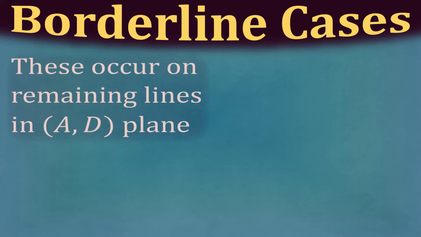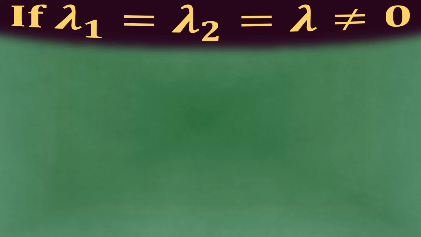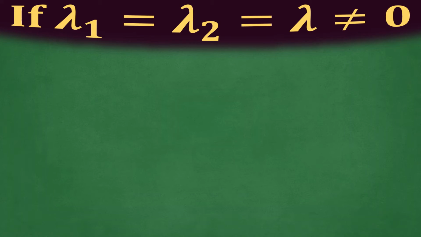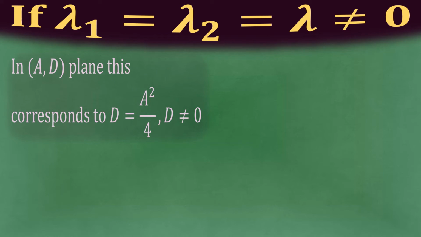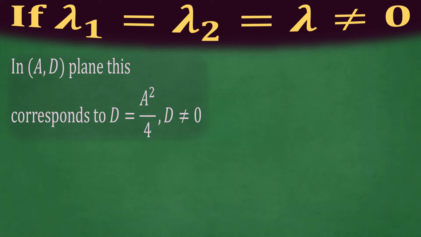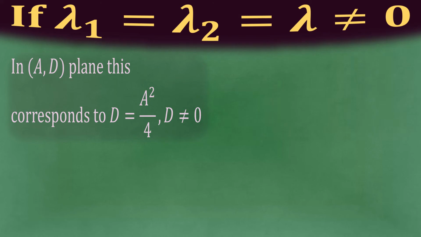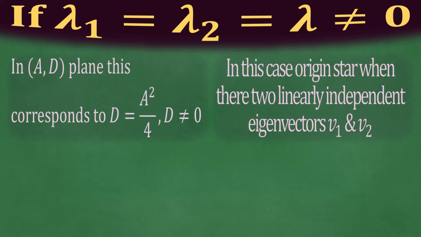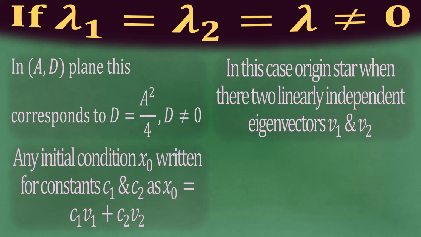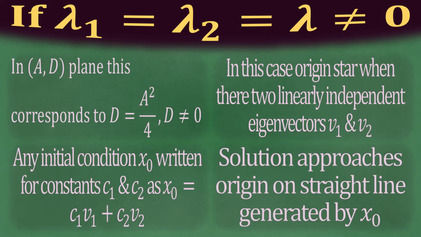These occur on the remaining lines in the AD plane. If λ1 equals λ2, which equals λ but does not equal 0, then in the AD plane this corresponds to d equaling a squared over 4 and d not equaling 0. In this case, the origin is a star when there are two linearly independent eigenvectors v1 and v2. Any initial condition x0 can be written, for some constants c1 and c2, as x0 equals c1 v1 plus c2 v2. So the solution approaches the origin on a straight line generated by x0.